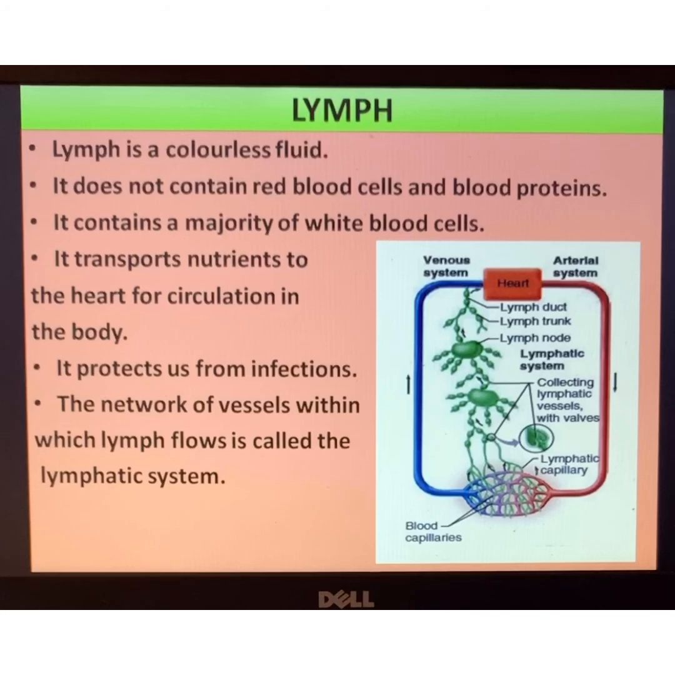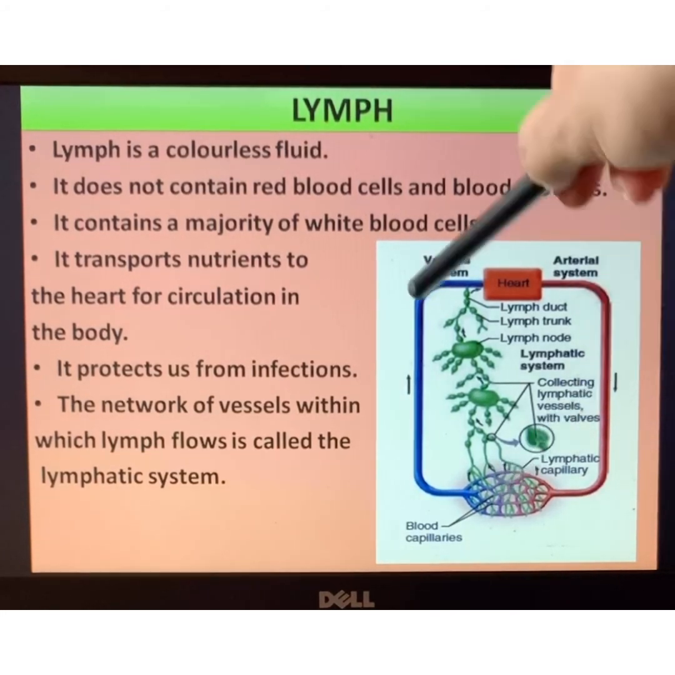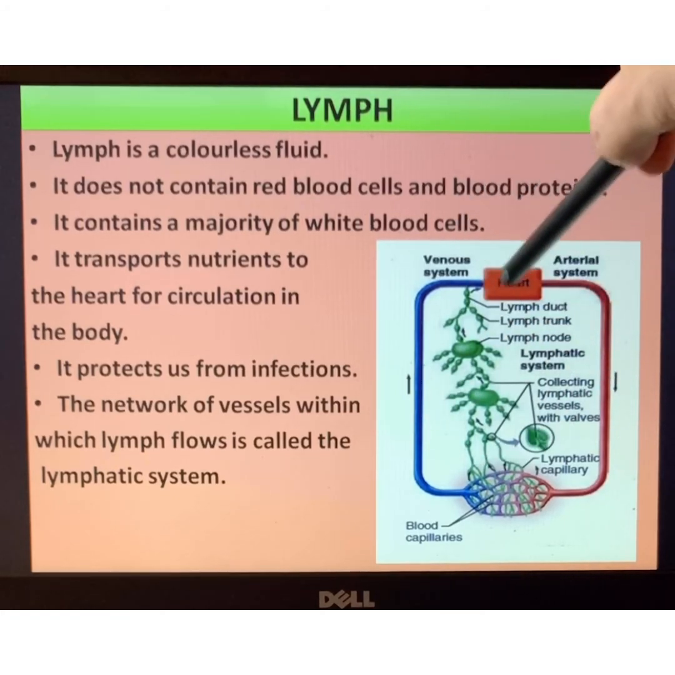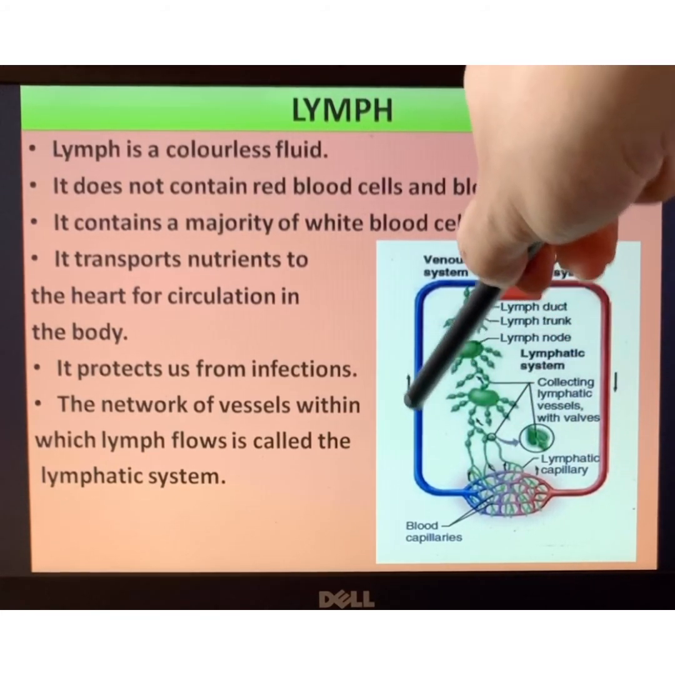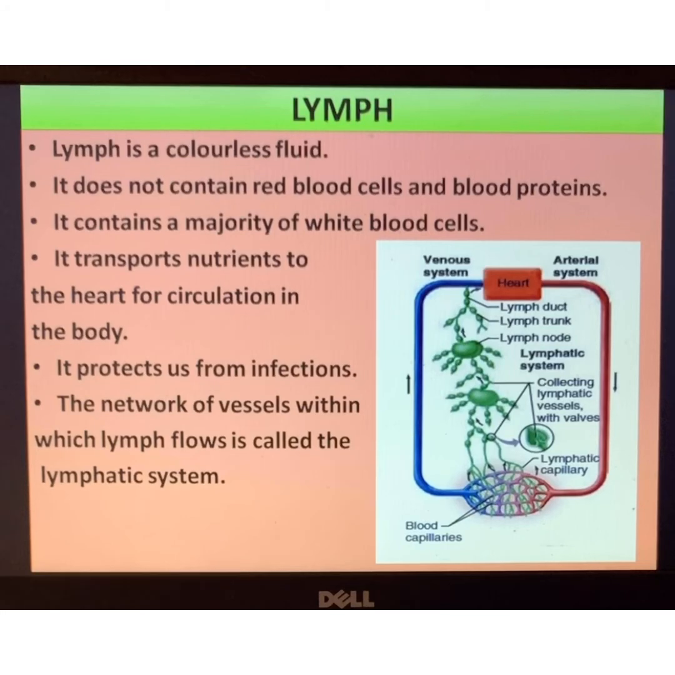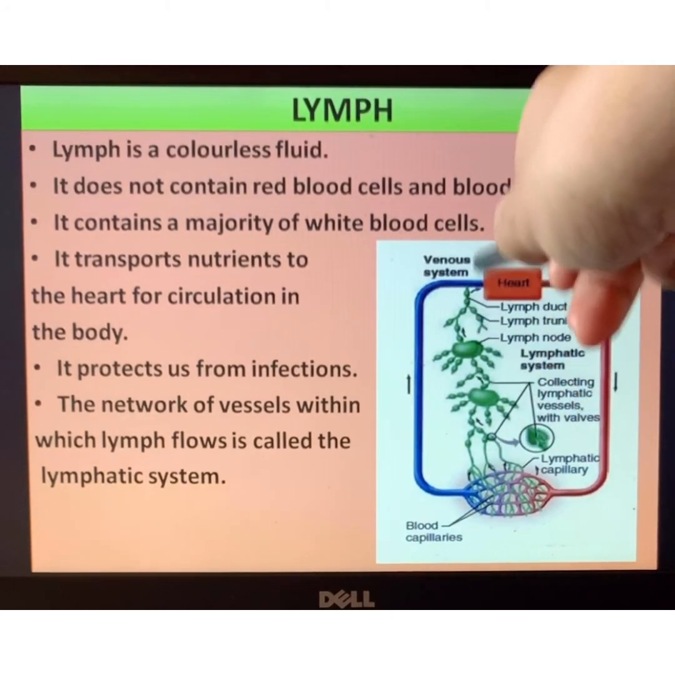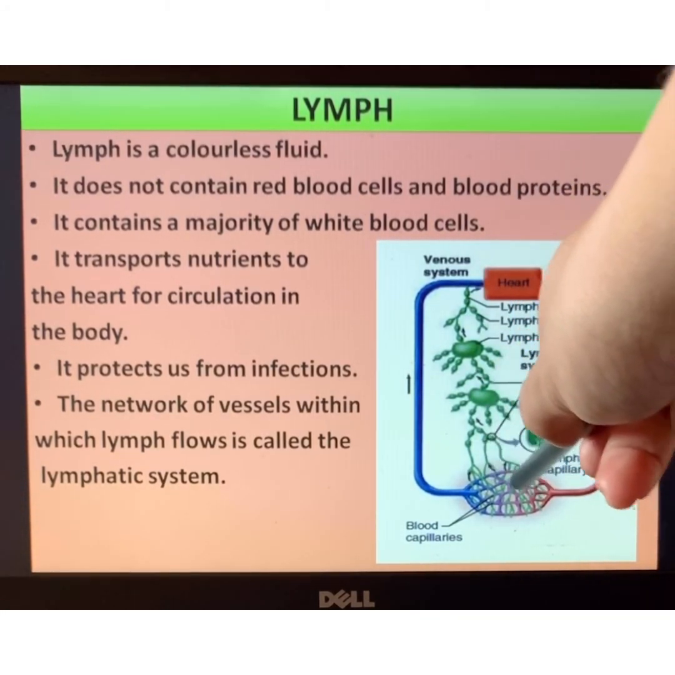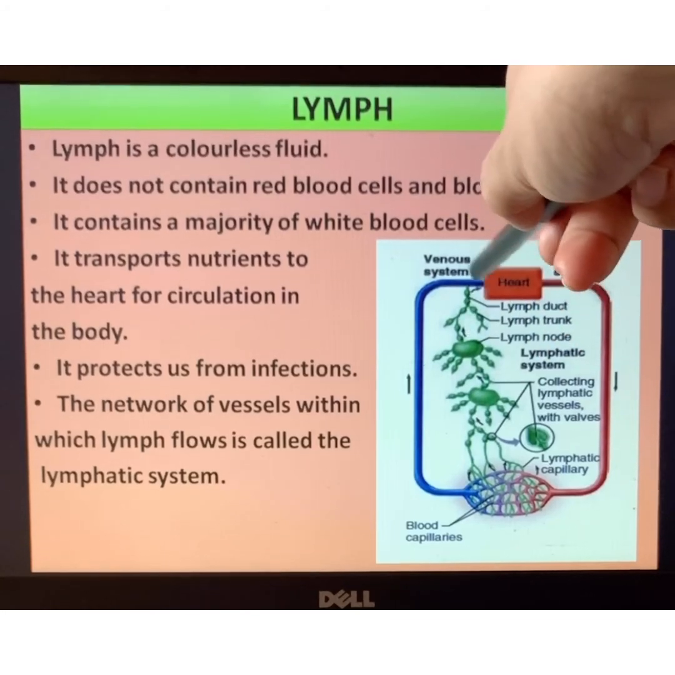It is flowing only in one direction. See, blood flows in both directions, one down and one up, from the heart to the entire body and from the entire body back to the heart. But lymph will only travel in one direction. Can you see? It only goes back to the heart.